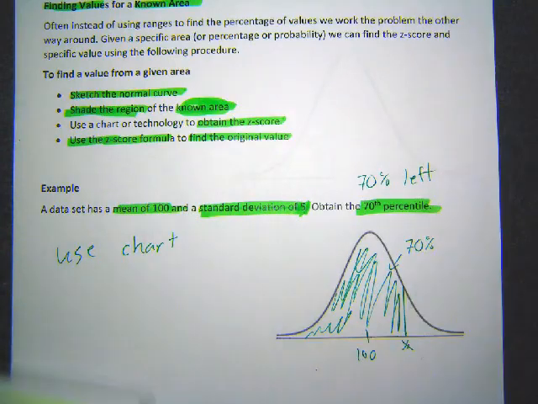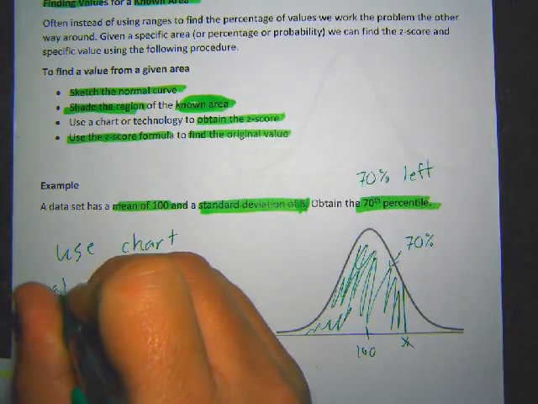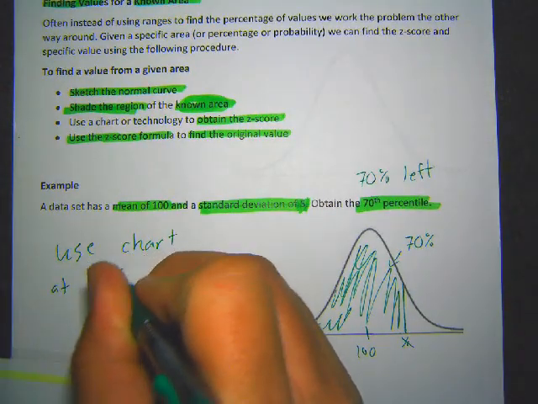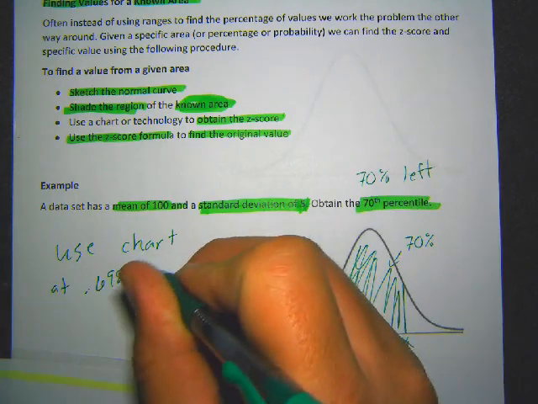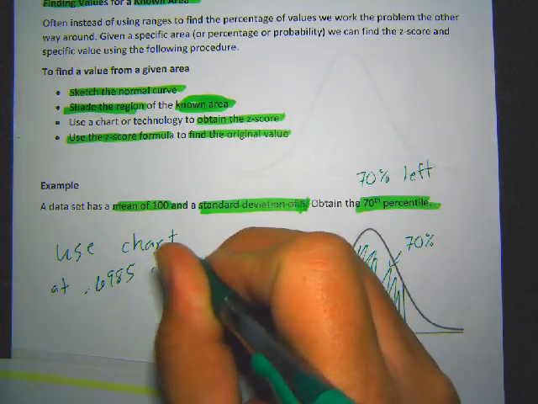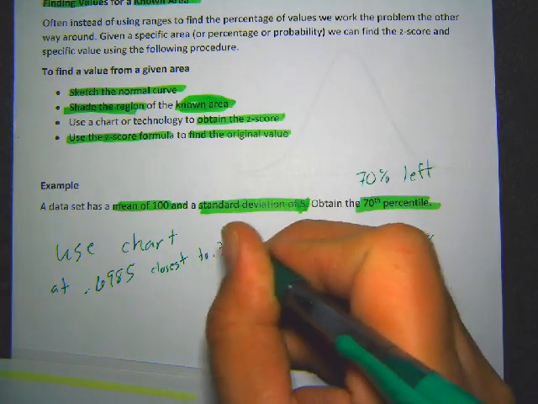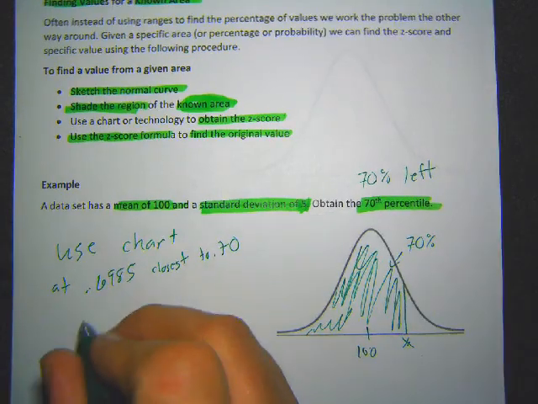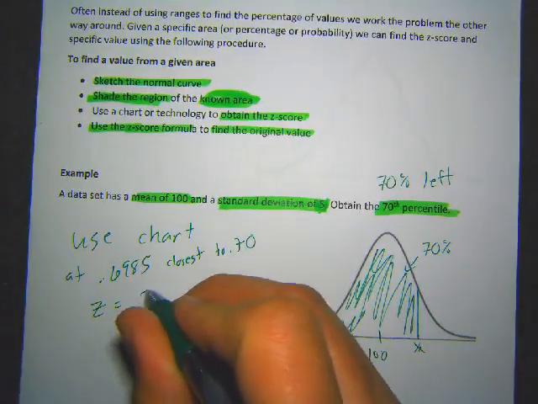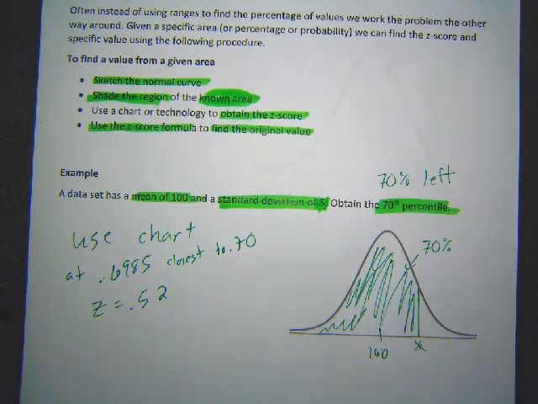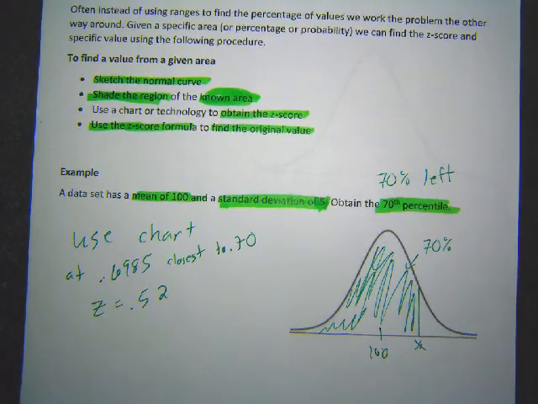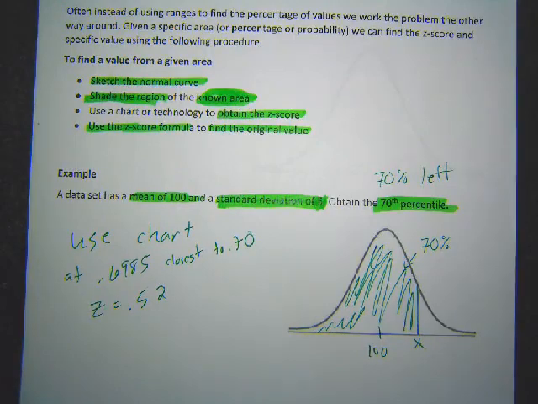So use the chart at 0.6985, because that's the closest to 0.70, and the z-score is 0.52. So 0.52 is our z-score. That's the closest thing we can get, so that's what we're using.